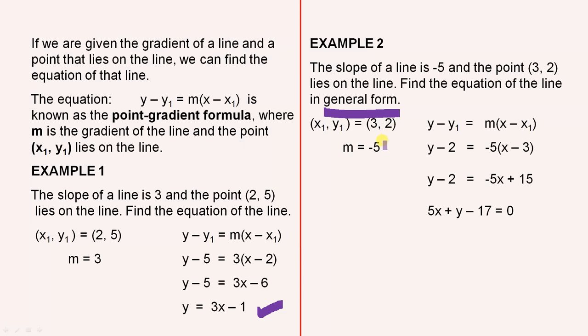Substituting 3, 2 and negative 5 in the equation, we get y minus 2 equals negative 5 outside of x minus 3. We remove the grouping symbols. y minus 2 equals minus 5x plus 15. When we manipulate the equation around, and it's quite straightforward for you to do that at this level, we get 5x plus y minus 17 equals 0. And as we saw in previous videos, this is the general form of an equation.